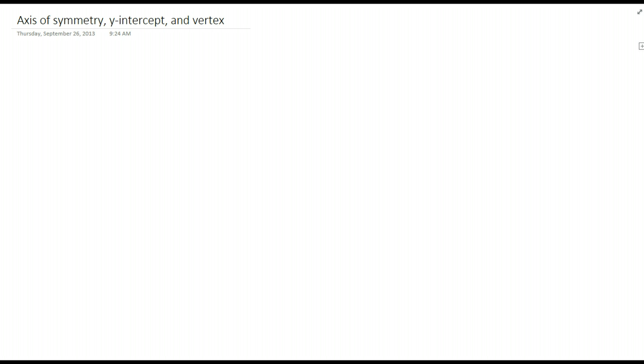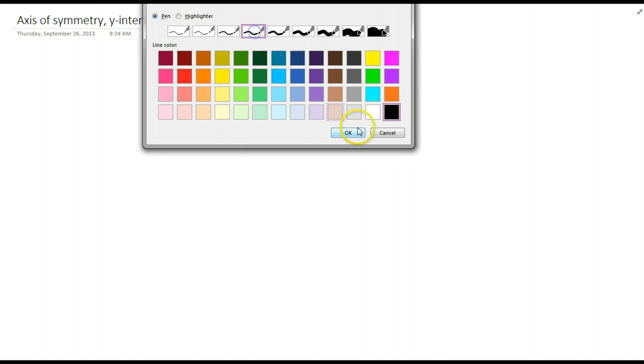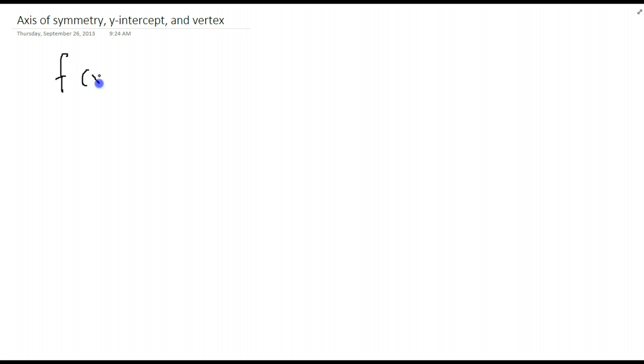Okay, so now let's talk more about this. If we have an axis of symmetry, a y-intercept, and a vertex, this is all on page P10. So looking at a function, if we have a function f of x equals x squared plus 2x minus 3, let's find the axis of symmetry, y-intercept, and vertex to graph this function.